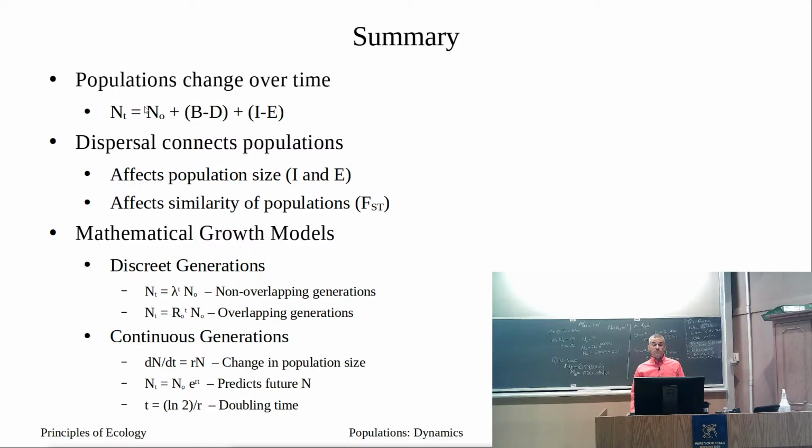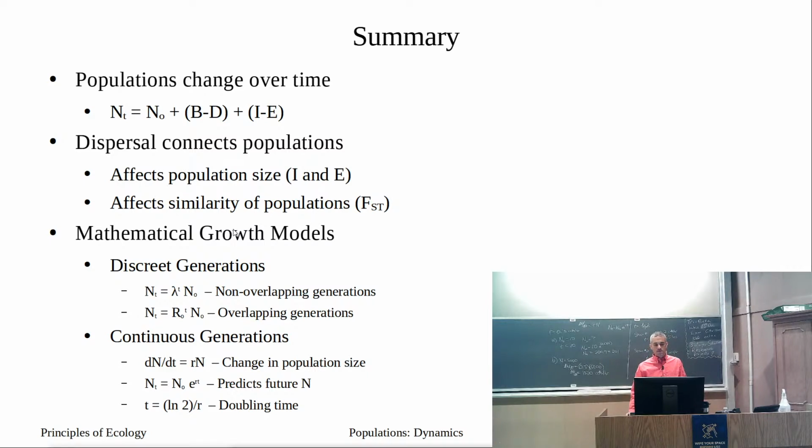Now, even though we assumed migration is zero, dispersal does play an important role for populations. In terms of the population itself, it's going to affect the size of the population, through its effect on immigration and emigration. But it also affects the genetic similarity, the genetic variation, of our different populations. Go back and look at the FST values again. Look at how migration and gene flow affect this value, because this value concisely describes genetic similarity between populations.